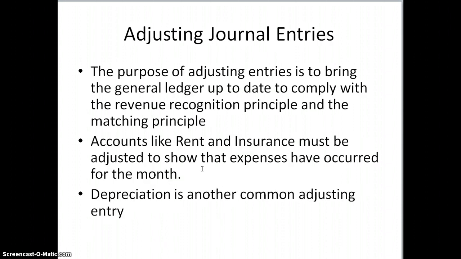Adjusting journal entries are very important. They're made at the end of the month. The purpose of adjusting entries is to bring the general ledger up to date to comply with the revenue recognition principle and the matching principle. So what this means is that some accounts need to be corrected because they're originally recorded as something else.